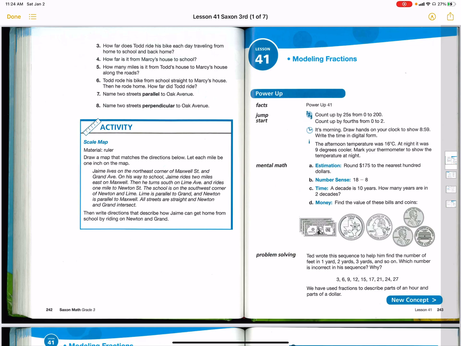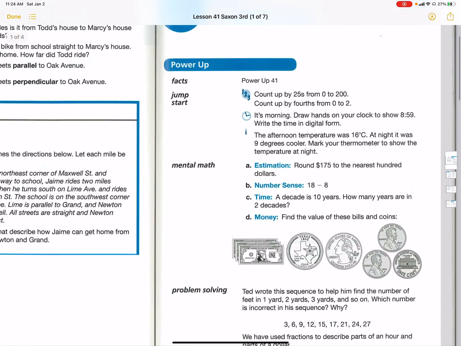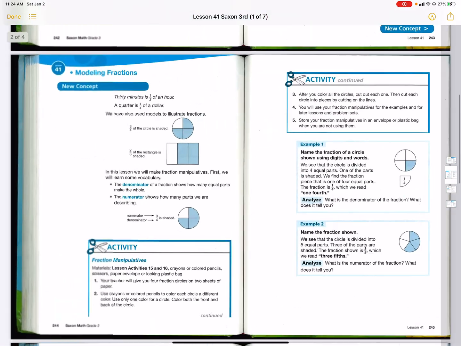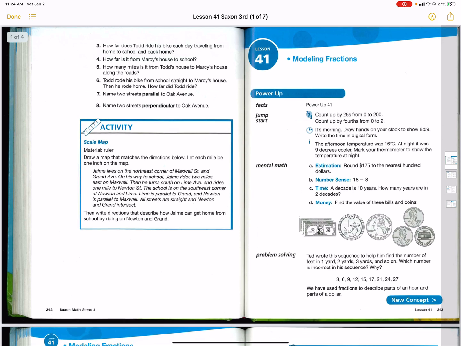Alright, this is lesson 41. We're modeling fractions today. We're going to be talking a lot more about fractions. First we have our power up. Count up by 25s from 0 to 200. This is something we need a little bit of practice with.